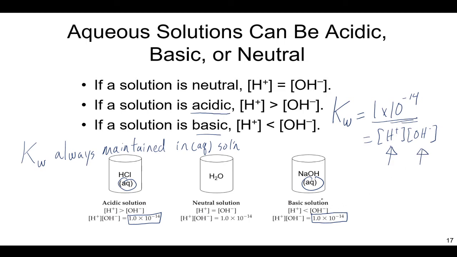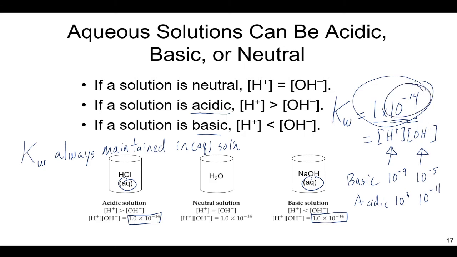So in this basic solution where OH minus is much more, in a base, that might mean that this is 10 to the negative 5, and thus this is 10 to the negative 9. And those two things multiplied together maintain this 10 to the negative 14, okay? In acidic, this could be 10 to the minus 3, and this could be 10 to the minus 11, multiplied together, creating this 10 to the negative 14, okay? So in the basic scenario, there's more OH minus, 10 to the negative 5, than H plus. In the acidic, there's more H plus, 10 to the negative 3, compared to OH minus, 10 to the negative 11.